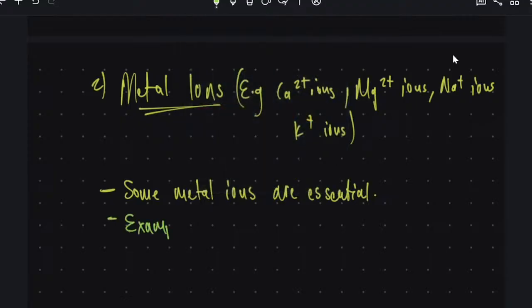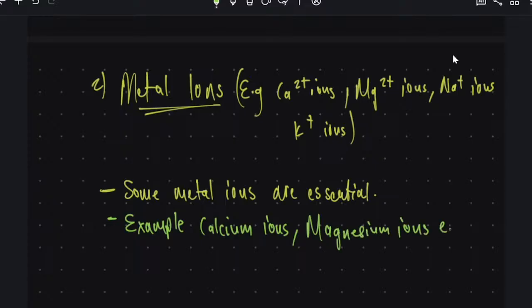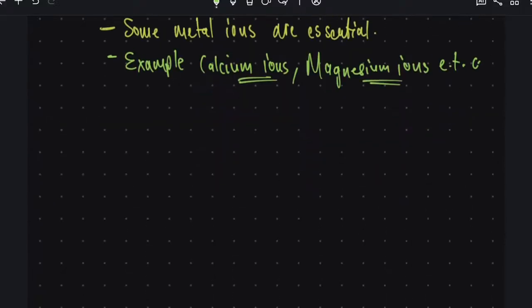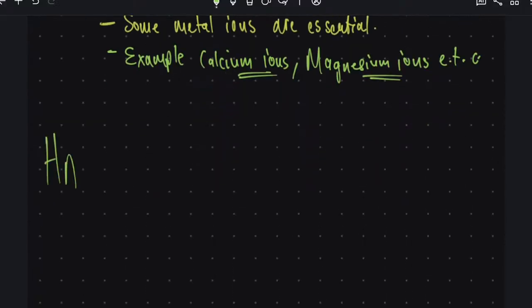Examples are calcium ions, magnesium ions, etc. These are not toxic. They are not toxic. However, there are harmful substances that are found in water.